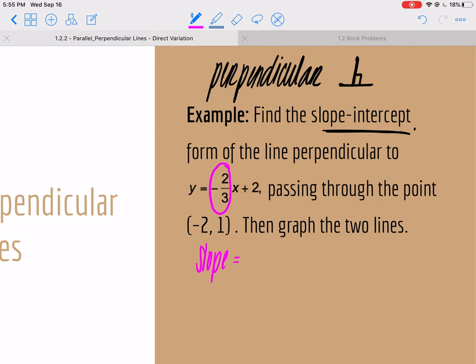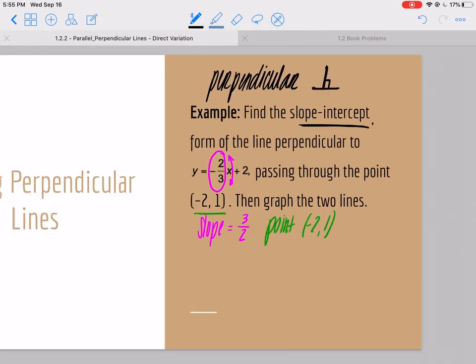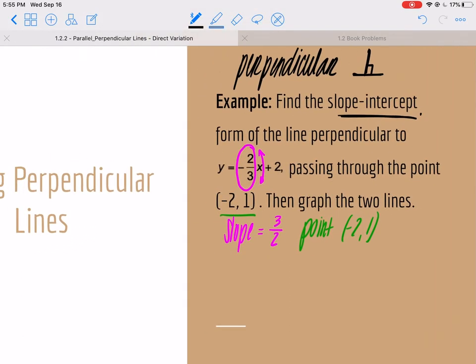So this is negative, so the opposite is going to be positive. And then we flip the 2/3, so it becomes a positive 3/2. So that's going to be our slope. And we know that it has to pass through the point negative 2, 1. So once you have your slope and your point, you are good to write the equation in point-slope form, and then we're going to convert it to slope-intercept form.